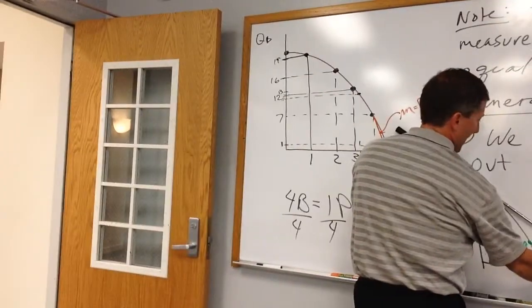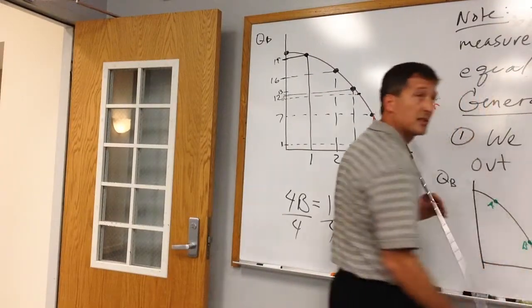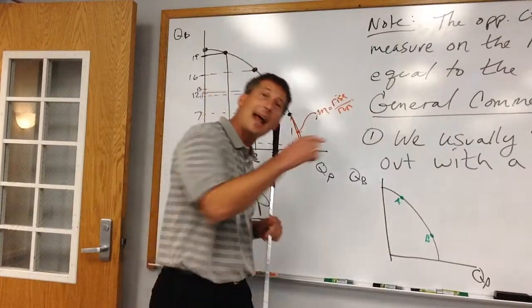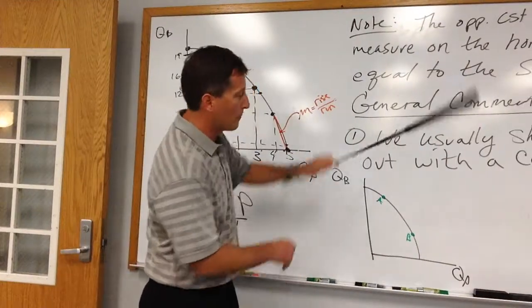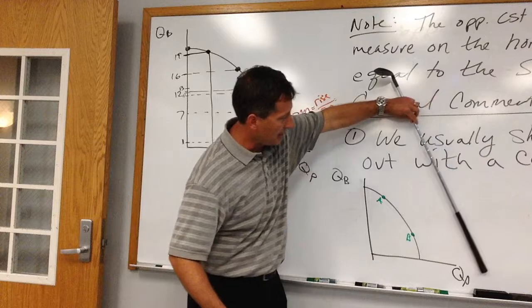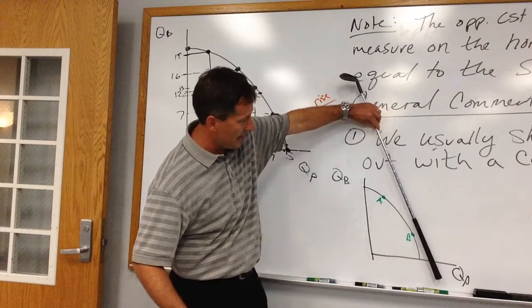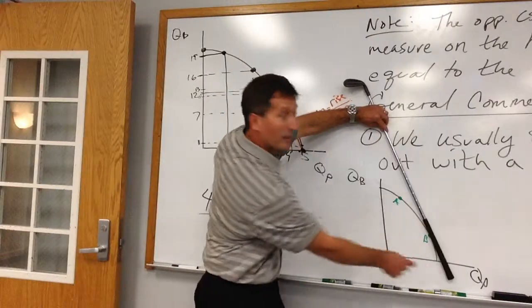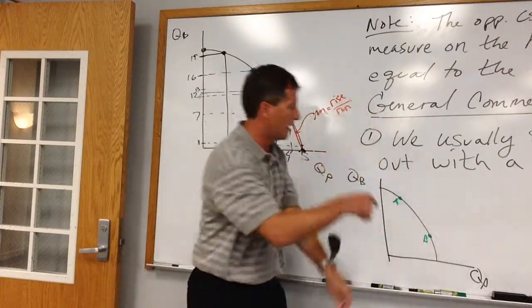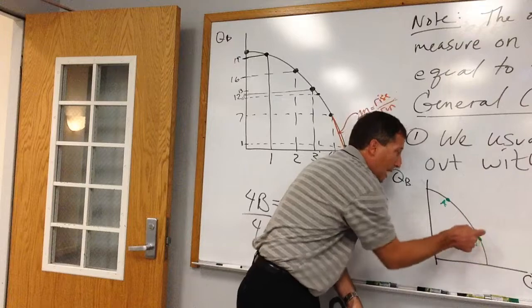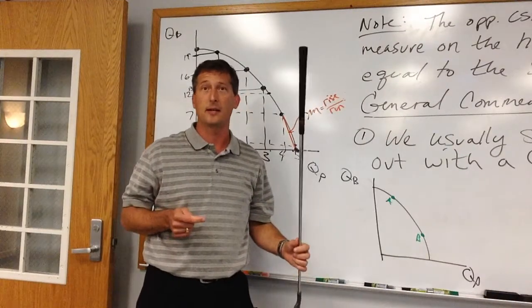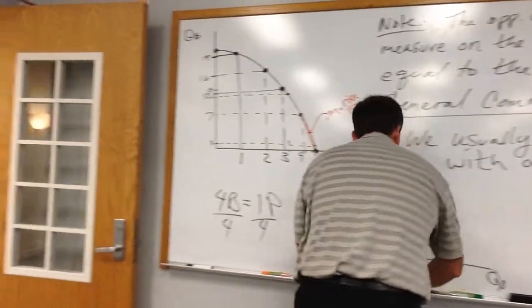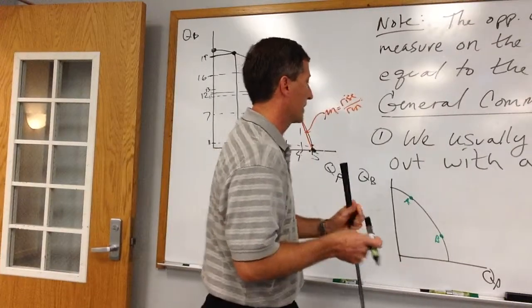And then the slope of that tangent line is the slope of the production possibilities frontier at that point. So at point B, the tangent line comes drifting in until it just kisses right there. And now I take the slope of that line, and that's the opportunity cost of pizza at point B. Right? All right, so that is a little thing with the curve.